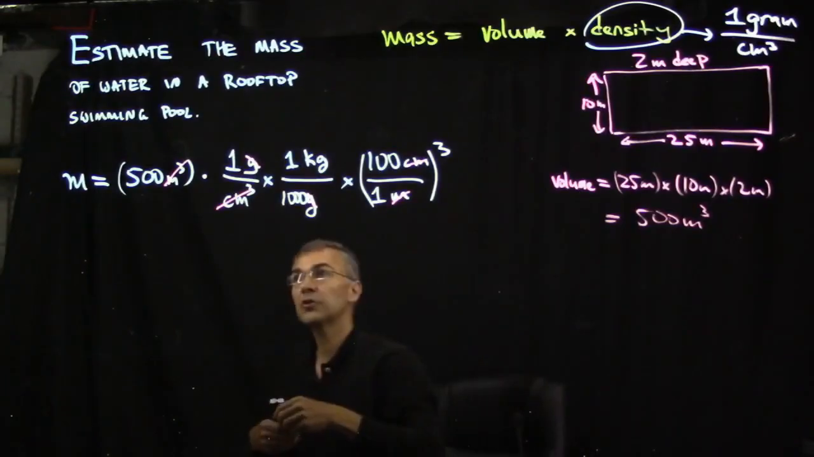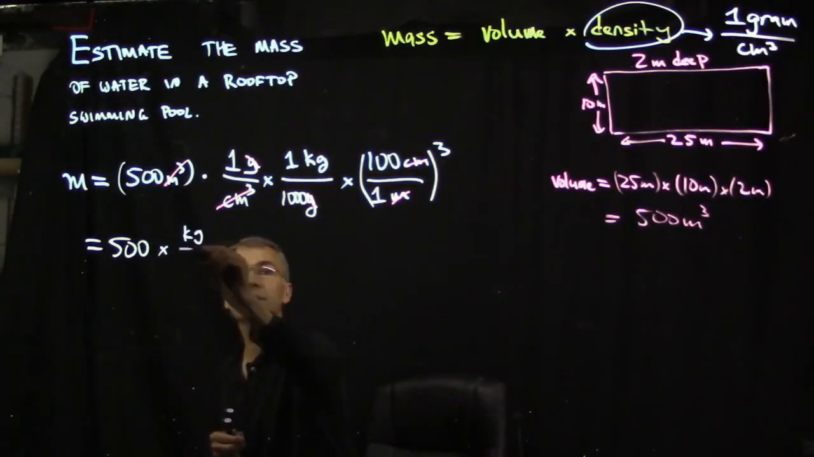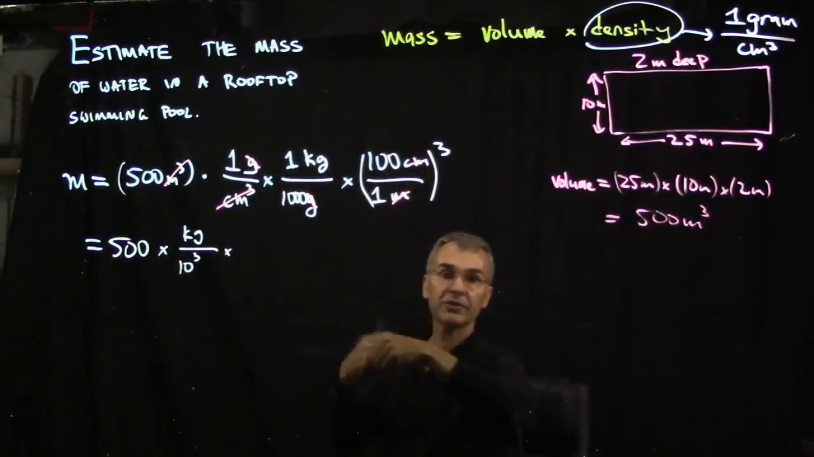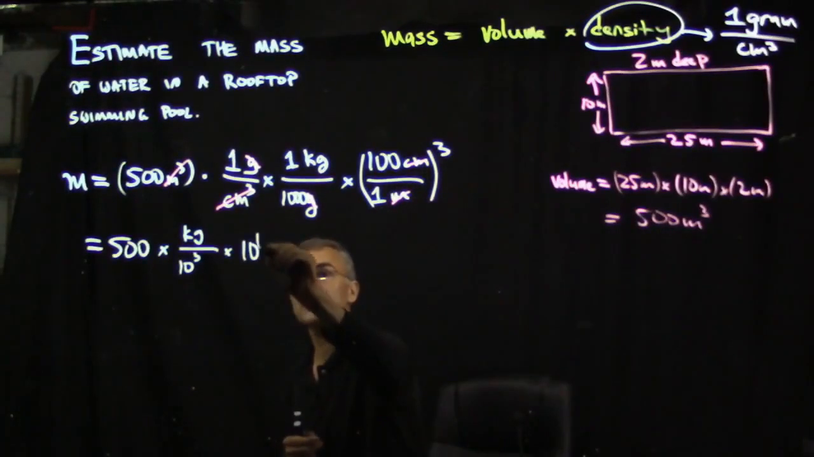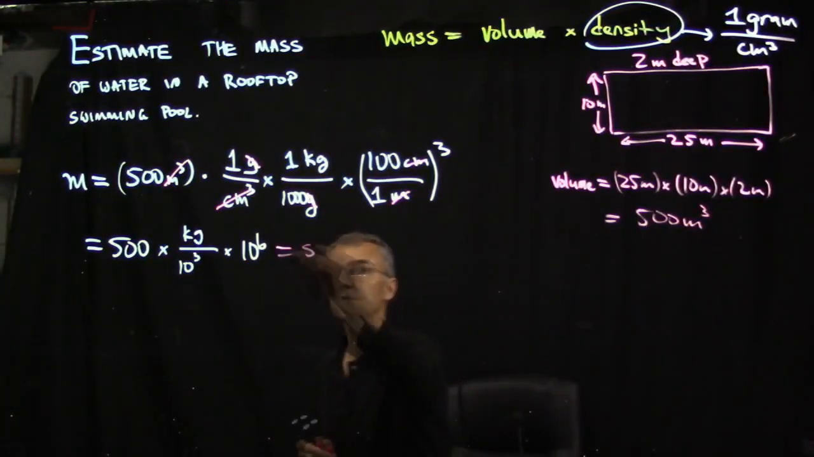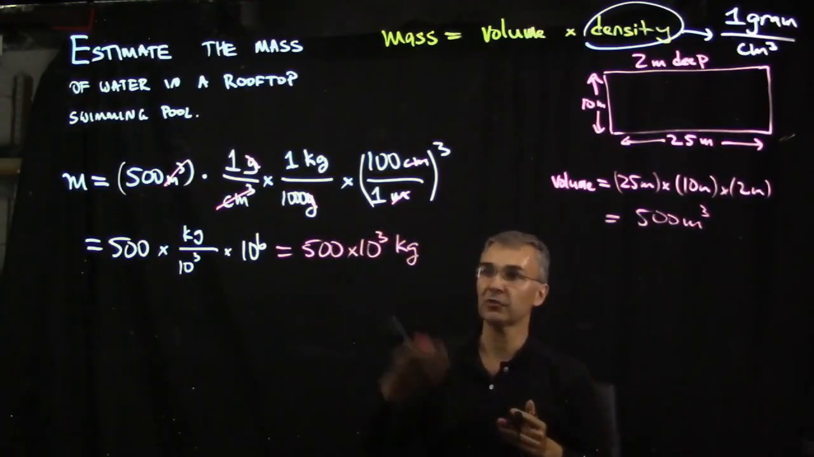Okay, we could do that. Or you could say, this is 500 times, this is kilograms, and this is 10 to the 3 downstairs. This is 10 to the 2 cubed, so 10 to the 2 cubed is 10 to the 6th. So this is 10 to the 6th. And now we have 10 to the 6 upstairs and 10 to the 3 downstairs. That leaves us with 10 to the 3. So that equals 500 times 10 to the 3 kilograms. That's fine, that's an acceptable answer. 500 times 10 to the 3 kilograms.